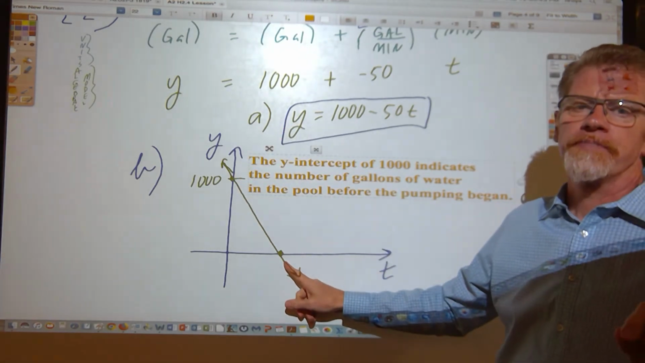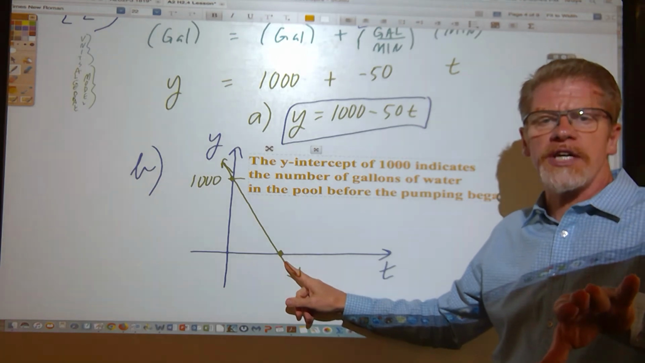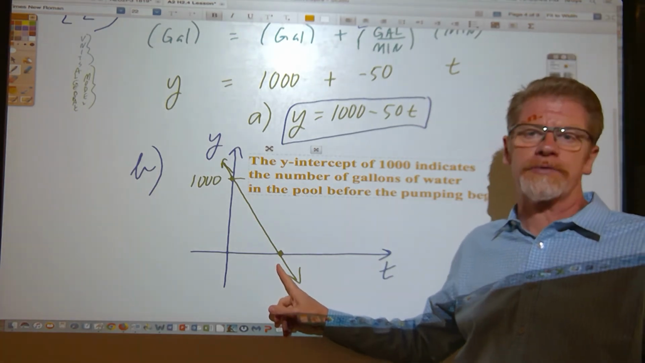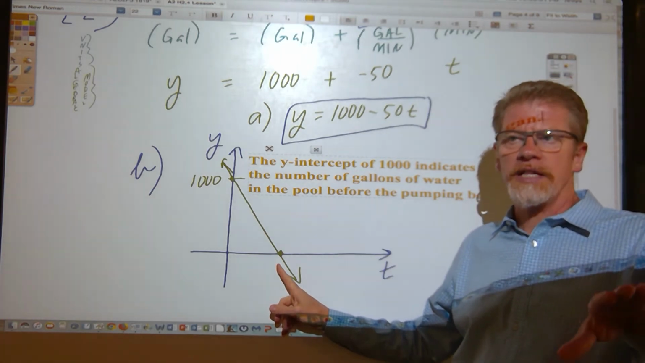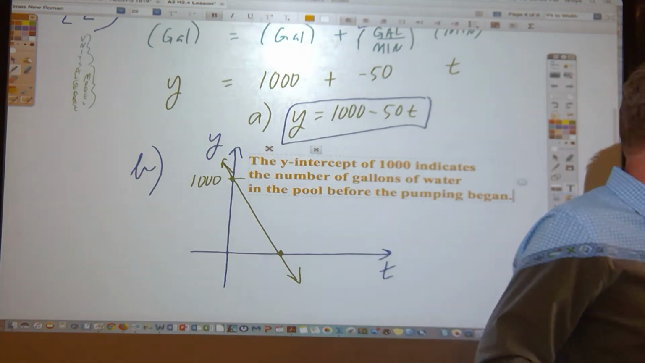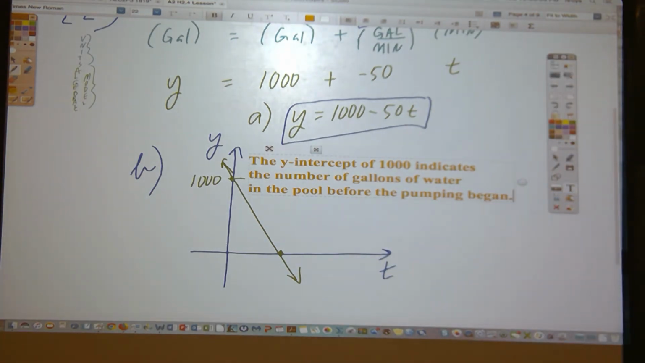Now, I would recommend pausing the video, write out what you think an interpretation of the t-intercept would be. Just pause it, and then when you have it written down, unpause to see if it matches my interpretation. So pause the video and write it out on your own. Okay, welcome back.